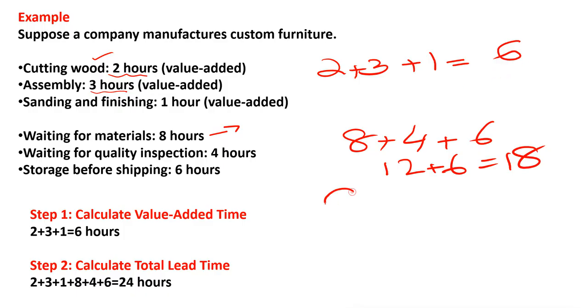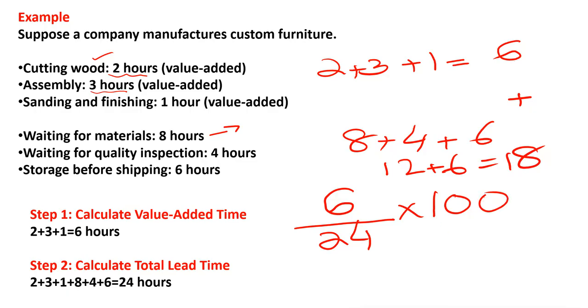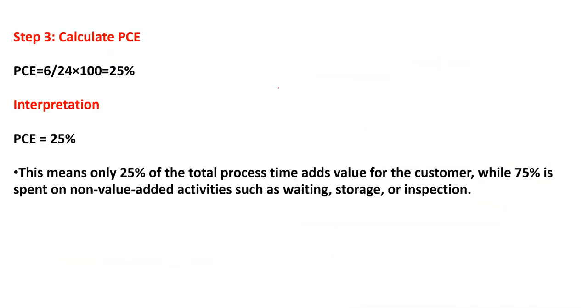So value added you have to write down in the numerator, while the total of value added plus non-value added, which is equal to 24, you have to write down in the denominator and then multiply by 100. Why? Because we present our answer as a percentage. So keep in mind, this is the important thing. You do not have to write down only the non-value added time in the denominator. You have to write down the total lead time, meaning value added plus non-value added, which is equal to 24. So when you simplify it, it is 25%.